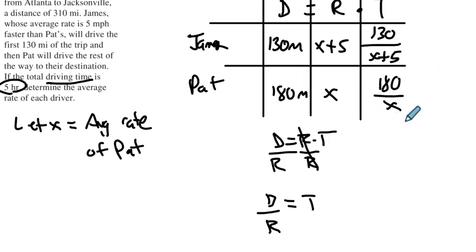We're going to use what we know about the time here. So we'll take James' time. James is 130 over x plus 5. And now let's take Pat's time, 180 over x.